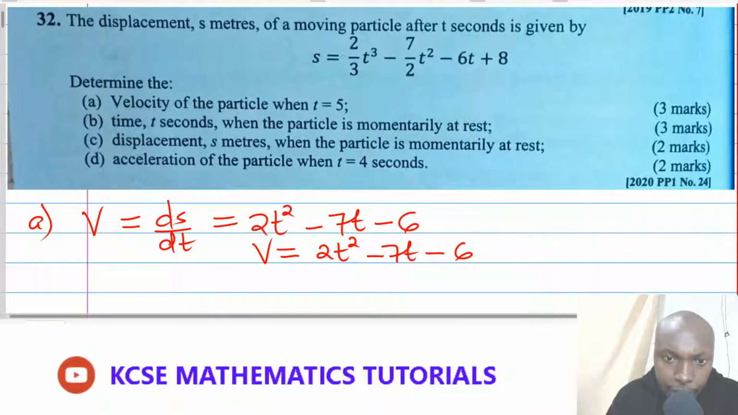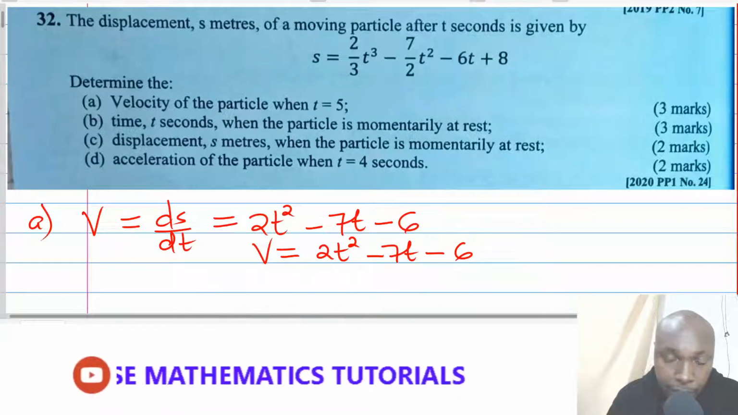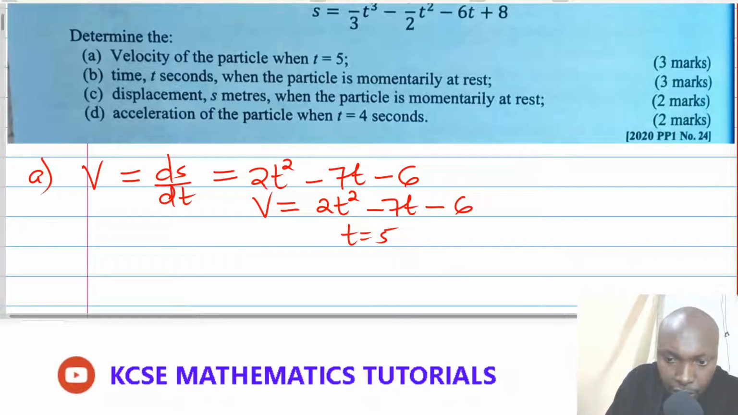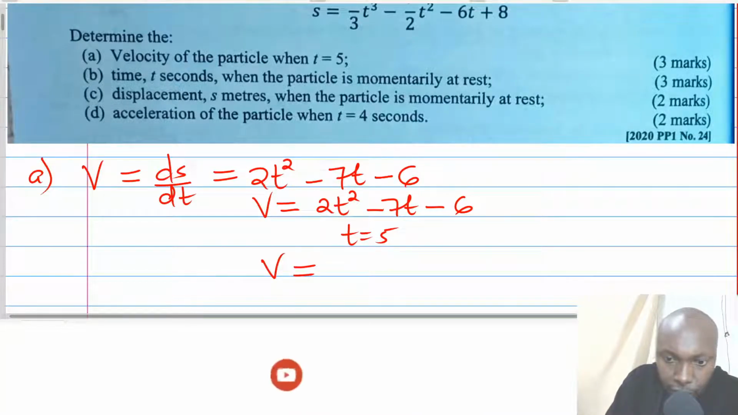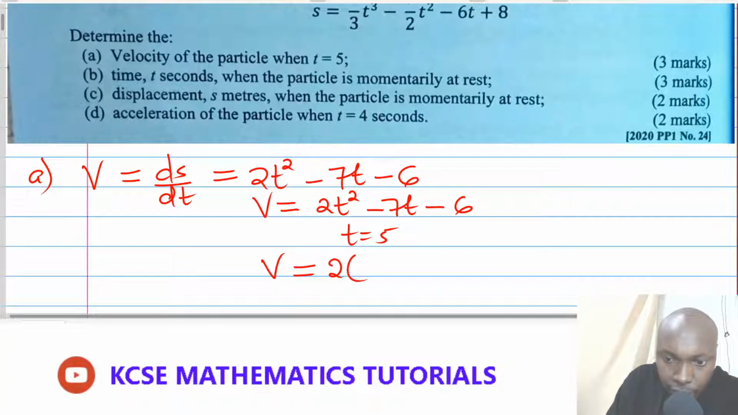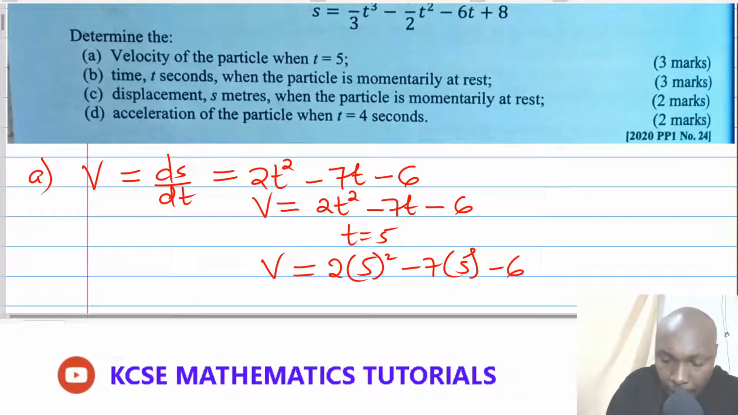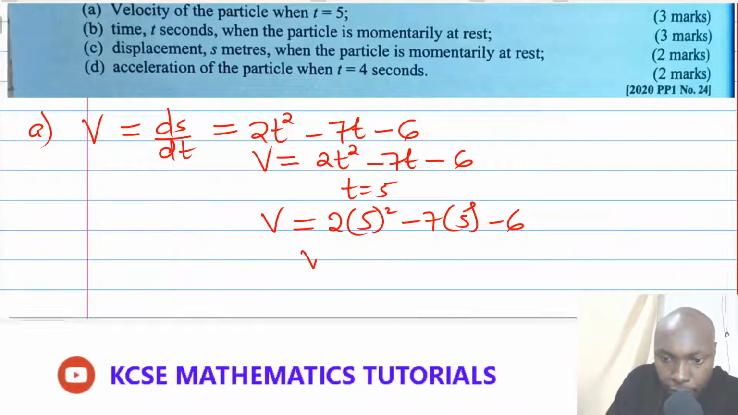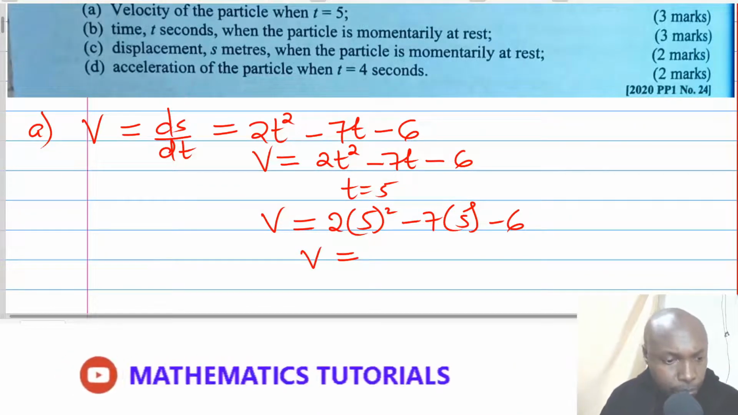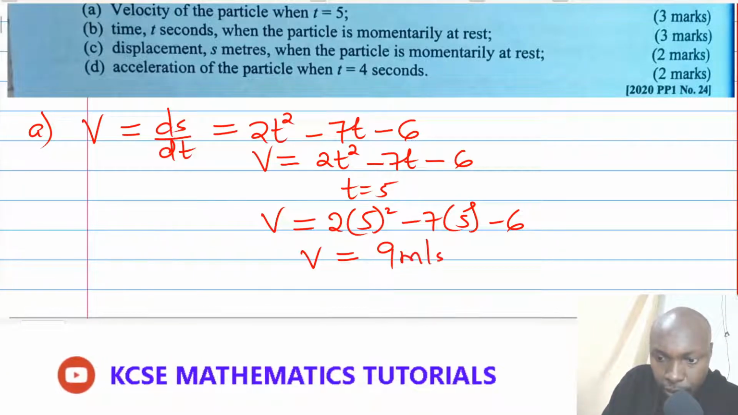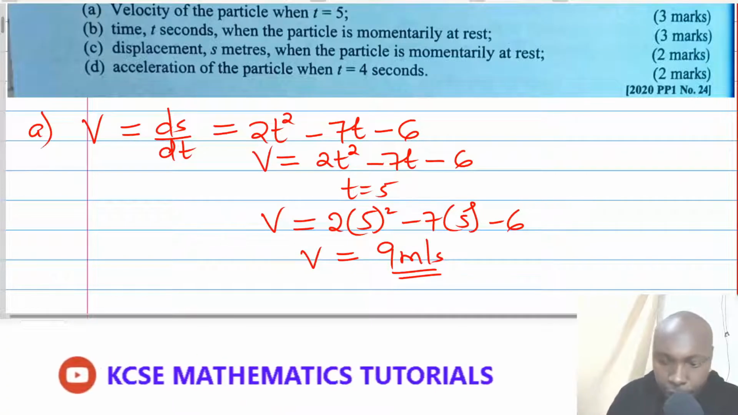After getting that, we need to get the velocity when t is equal to 5. So we just substitute t equals 5 in this expression for velocity. Velocity is equal to 2 times 5 squared subtract 7 times 5 subtract 6. Working this out using a calculator, you get 9 meters per second. So that is how we do the first part of the question.